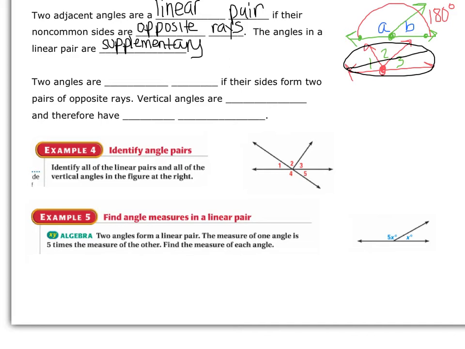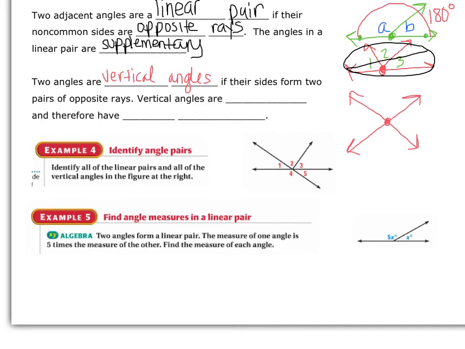Another important one is vertical angles. These two concepts, a linear pair and vertical angles, we will talk about all year long, so you have to make sure you understand them. The next one is: two angles are vertical angles if their sides form two pairs of opposite rays. So here we go again. If we draw one opposite ray here, and we can draw another opposite ray here, now we have two pairs of opposite rays.